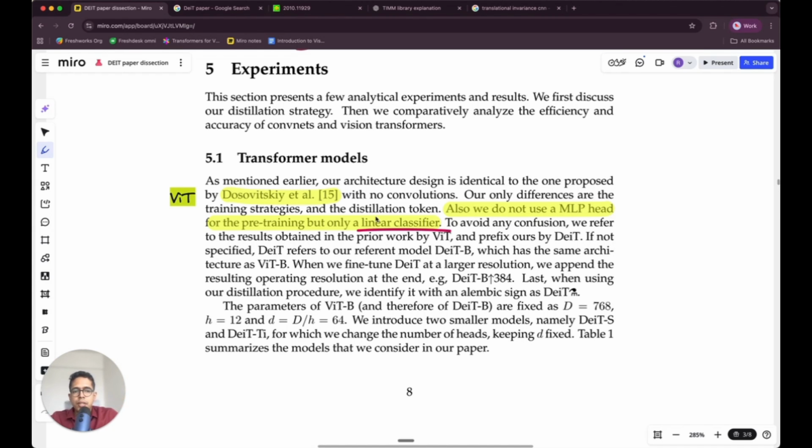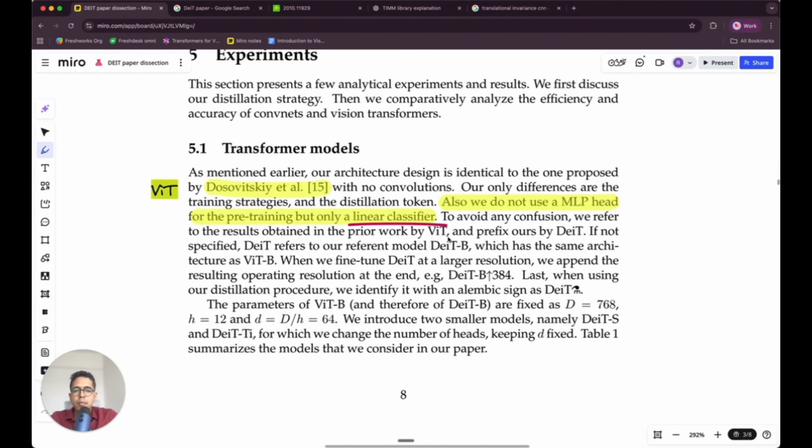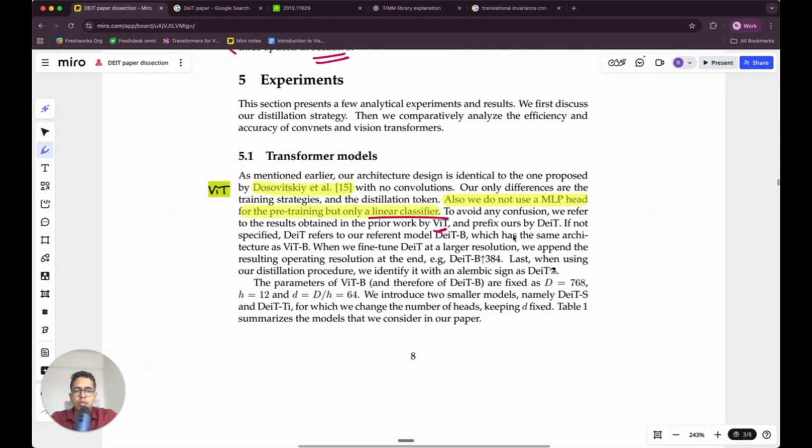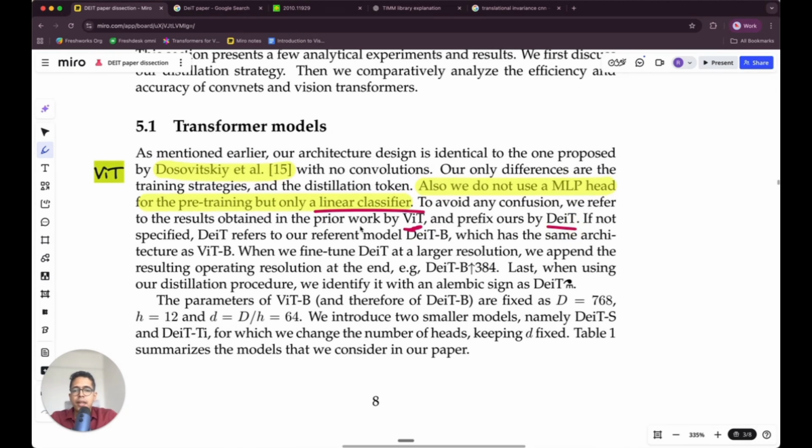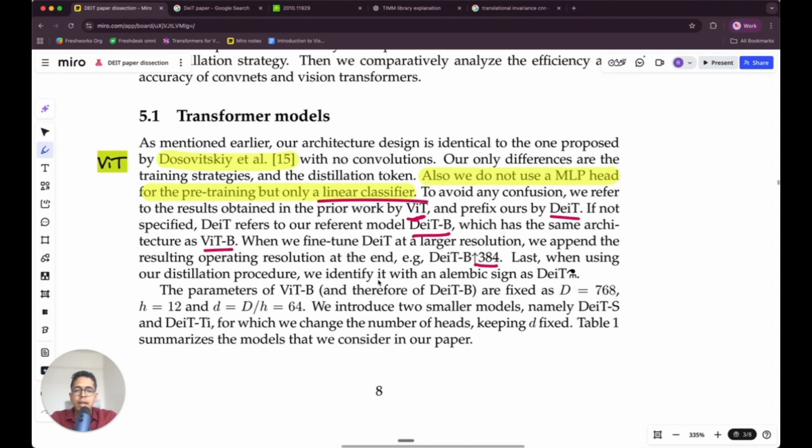To avoid any confusion, we refer to the results obtained in the prior work by ViT. So ViT means the previous vision transformer, and we prefix ours by DeiT. If not specified, DeiT refers to our base model, which has the same architecture as vision transformer base. When we fine-tune the data efficient image transformer at larger resolution, we append the resulting operation by an up arrow with 384, because fine-tuning is done with 384 by 384 images. Pre-training was done using 224 by 224 size images. Last, when using our distillation procedure, we identify it with an alembic sign, whatever this is pronounced as, DeiT with this alembic sign.